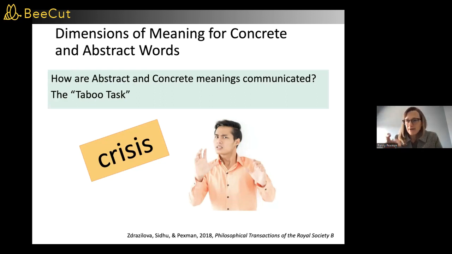She brought pairs of adult participants to the lab. They were videotaped so that we could code both what they said when they tried to convey the meanings of these words, but also how they gestured. And so we did a lot of coding of gesture and also of verbal utterances. And crisis is an example of one of the words that a participant would be given. It's a more abstract word. So we had some abstract and some concrete words that each pair of participants had to guess.